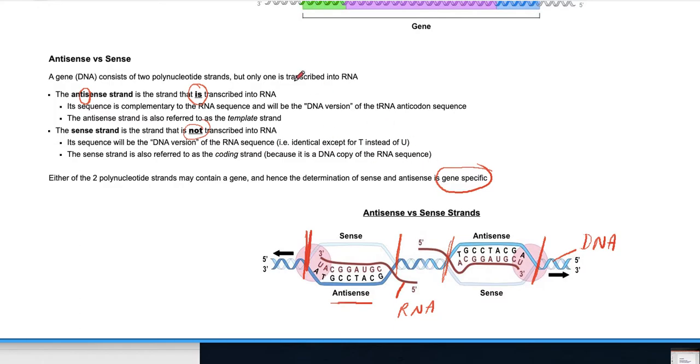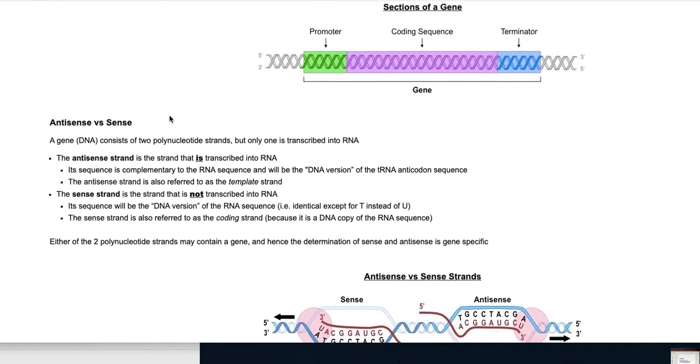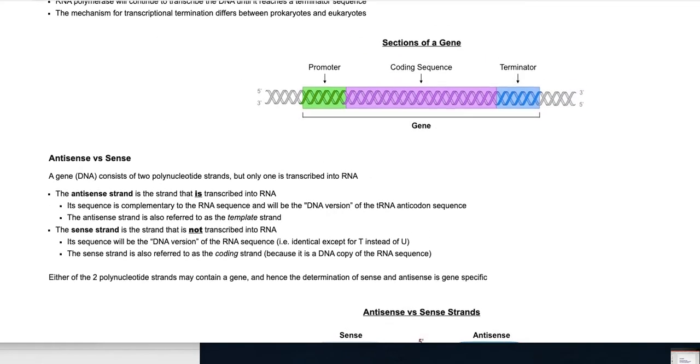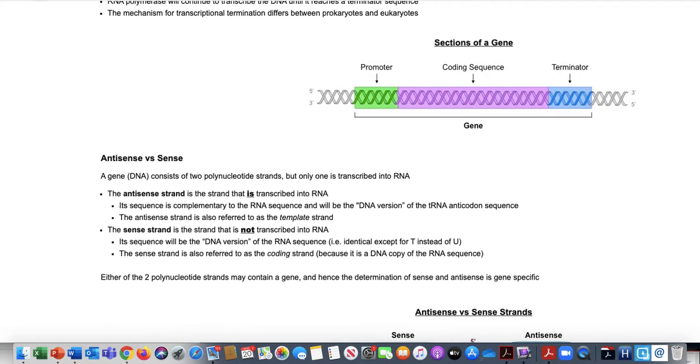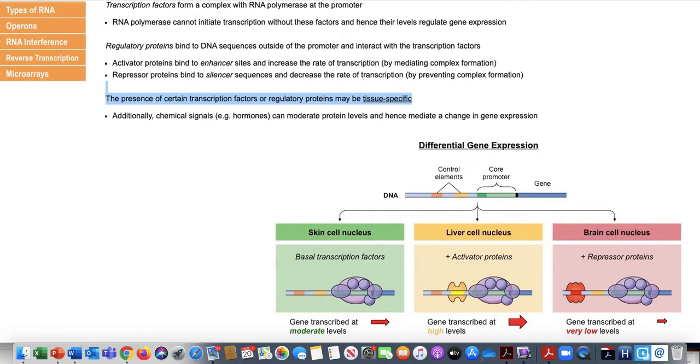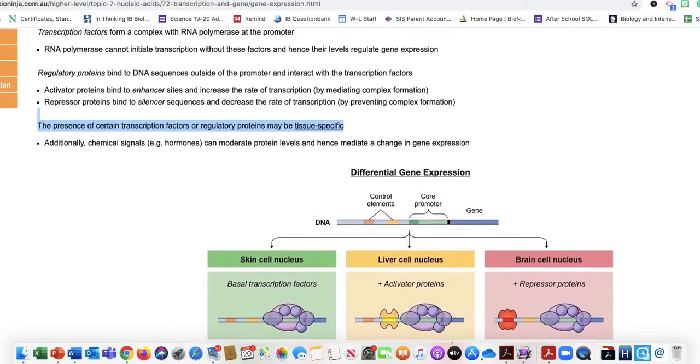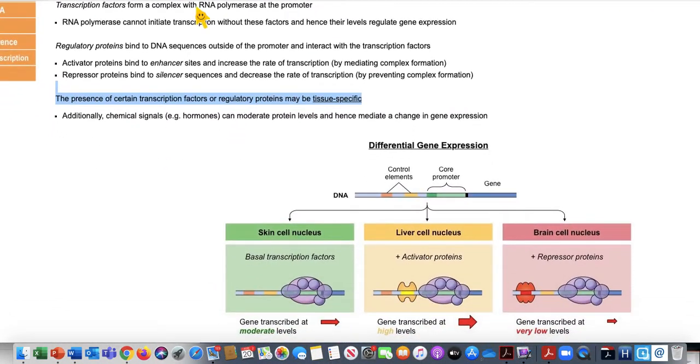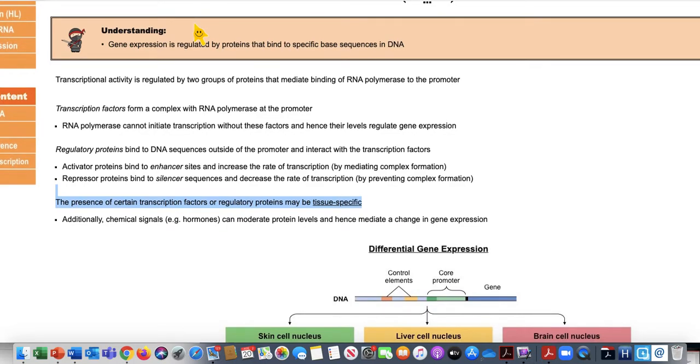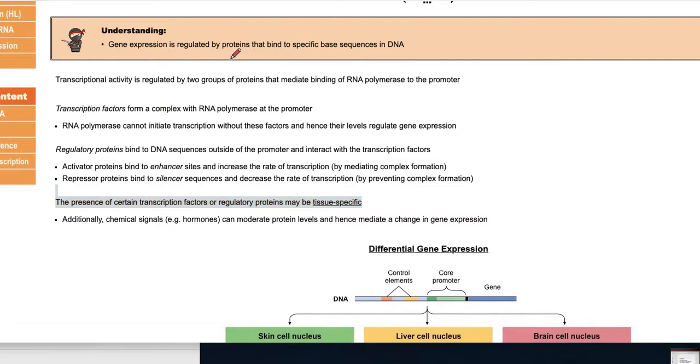Okay. All right. So now we can move on to the actual gene expression portion. So let me move on to that slide. And in this slide, let's look at some terminology here, and then let's look at some pictures. So in this particular slide here, our general understanding is that gene expression is regulated by proteins that bind to specific base sequences in DNA.